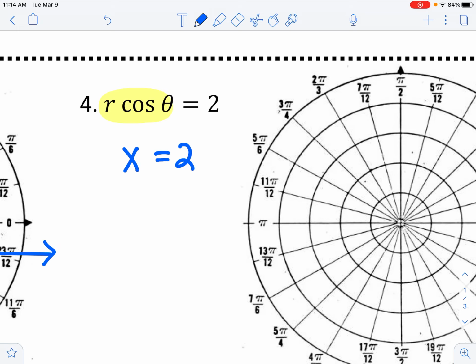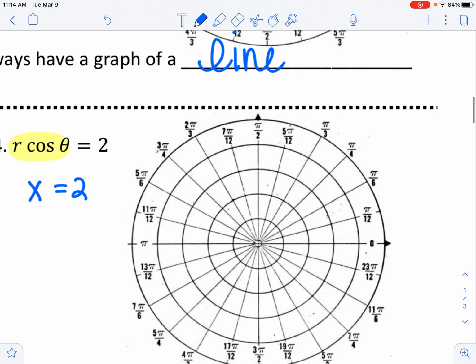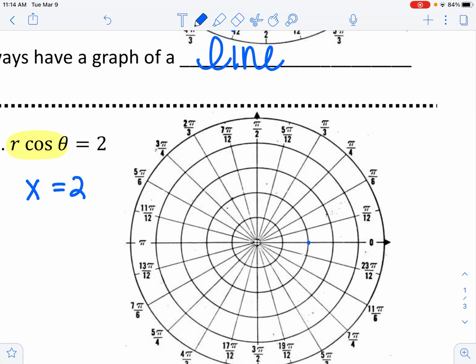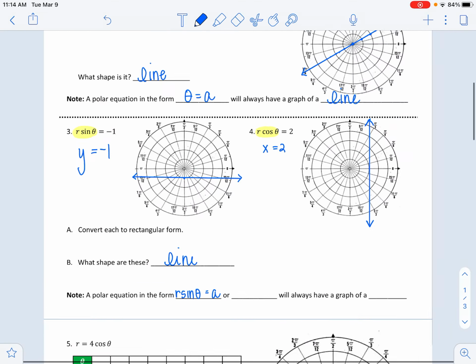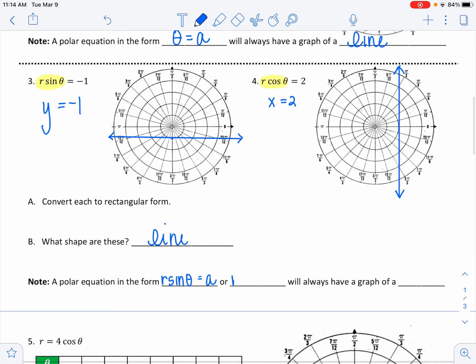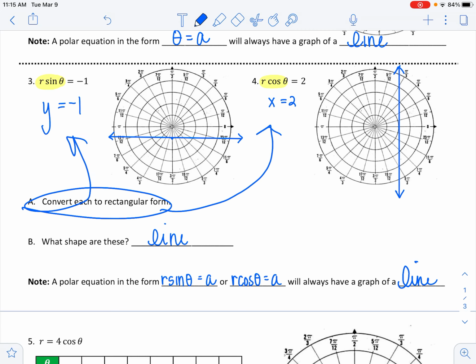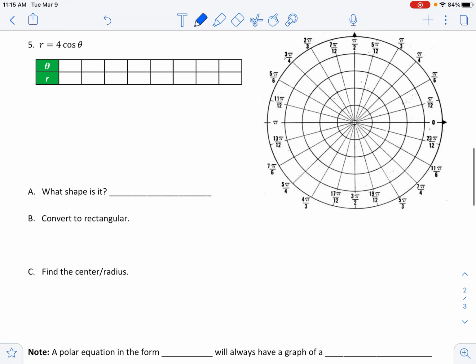Same idea here if we saw r cosine of theta. R cosine of theta is the same thing as x. So this is x equals 2. That means that's a vertical line at 2. So I'm going to go 2 to the right of the origin, make a little dot there so I'm going through the right value, and then draw a vertical line going through that. Don't forget to put arrows on the end. So if you see r cosine of theta equals a number, that will also be a line. So both of those are lines. Okay, and we did A up here, just so we all realize that.